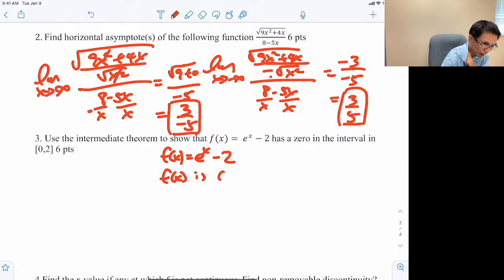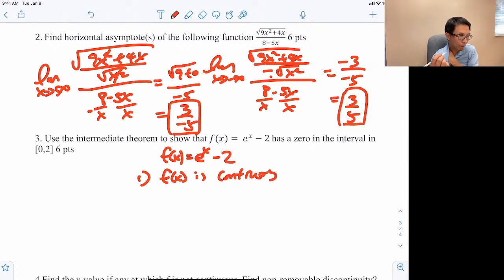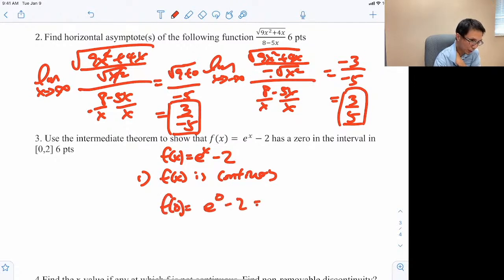Yeah. So, f of x is continuous here. You should write the statement to really get the full amount of credit. But I usually give it to you guys if you can justify that with the endpoints. So f of x is continuous. And for f of 0, I'm going to plug in the endpoint. So e to the 0 minus 2, that's equal to 1 minus 2, equal to negative 1.